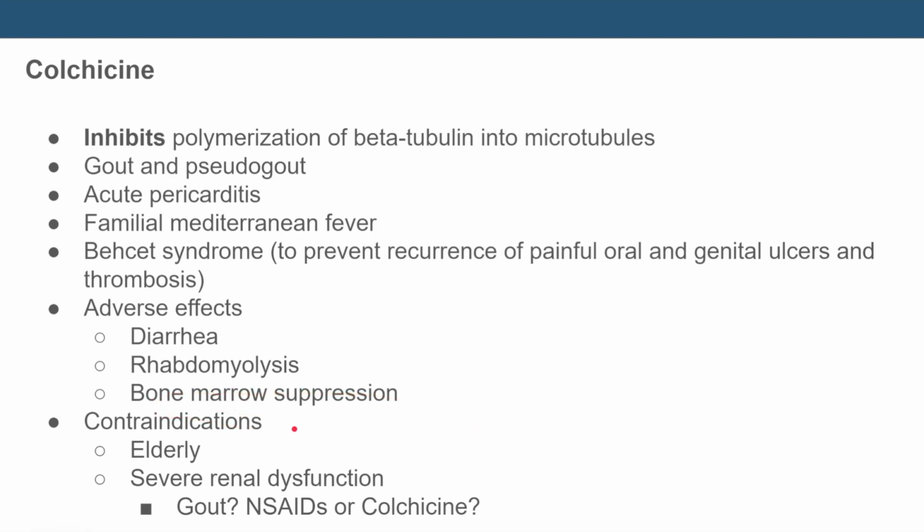Its contraindications include patients who are elderly or who have severe renal dysfunction. This is also very important, especially for step 2. So we said one of its indications is gout. So if a gout patient has severe renal dysfunction, what are we going to use? NSAIDs or colchicine. So colchicine, we cannot use this. We cannot use colchicine because the patient has severe renal dysfunction. And non-steroidal anti-inflammatory drugs, we can also not use this because the patient also has renal dysfunction.